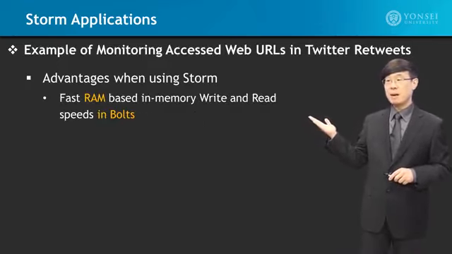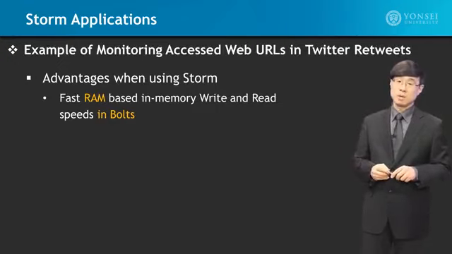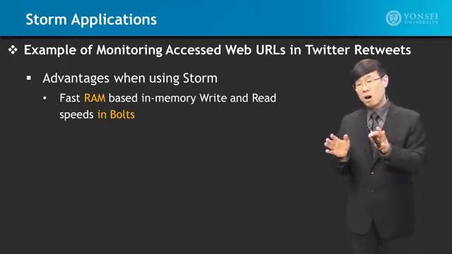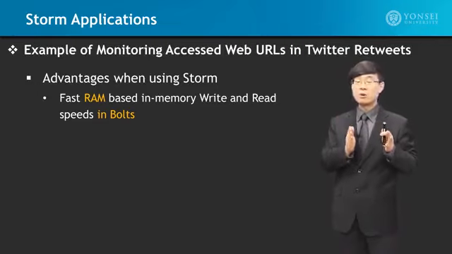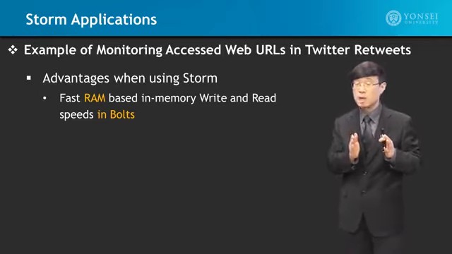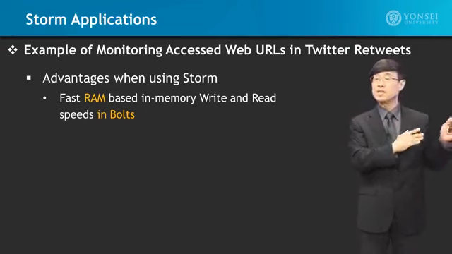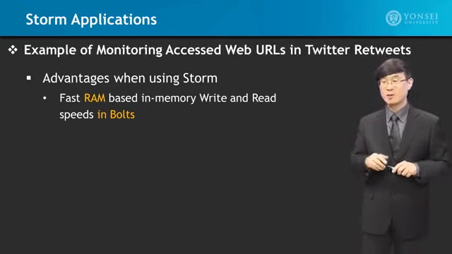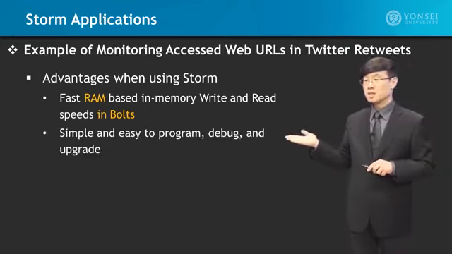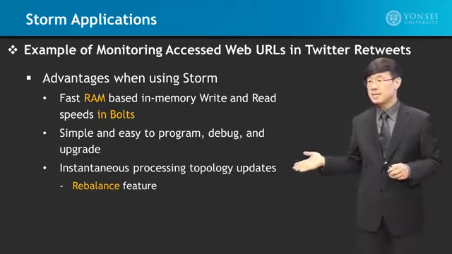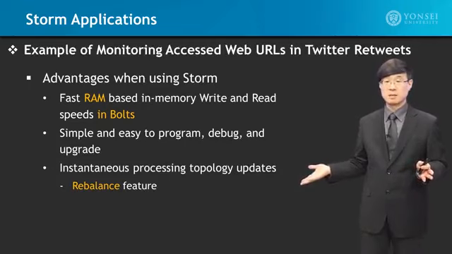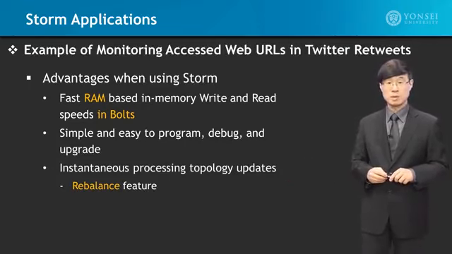Fast RAM-based in-memory read and write speeds are used in the bolts. In other words, instead of using hard disk drives, we're using as much in-memory RAM as possible. And once again, RAM is about 100 times faster per process compared to HDDs. We've already studied that in former lectures of this course. Please check that out again. Simple and easy program debugging and upgrades are possible. And instantaneous processing topology updates with the rebalance feature are possible as well.